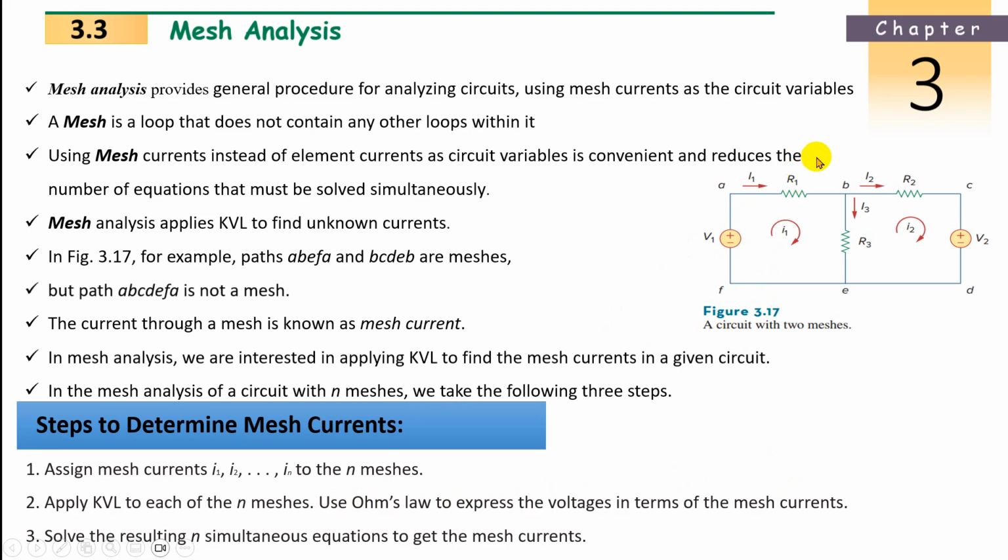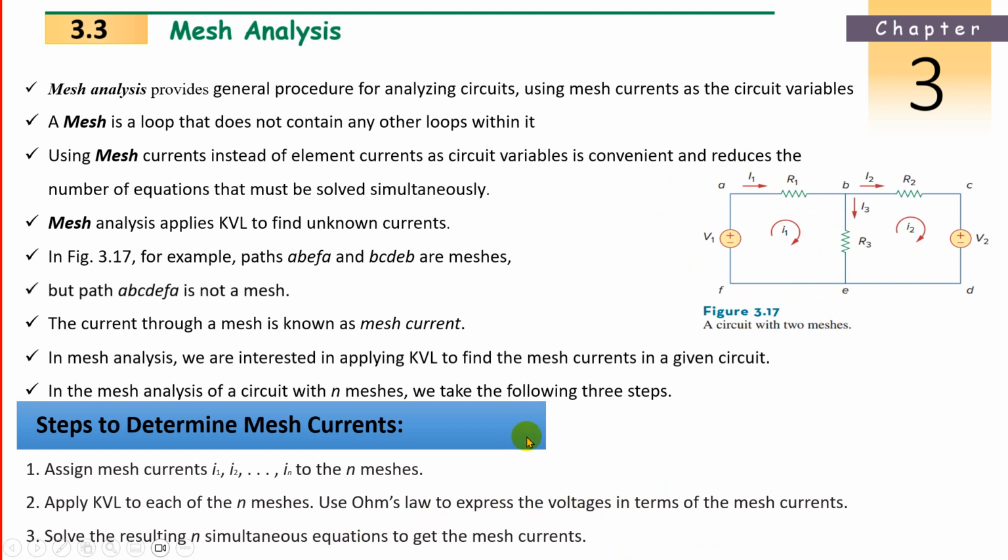Now convert it into voltage also, no problem. Next here also R3, I1 R3 is another voltage. So like this we have all the voltages here. We have to use Ohm's law to write the voltages. Now solve the resulting n simultaneous equations to get the mesh currents.